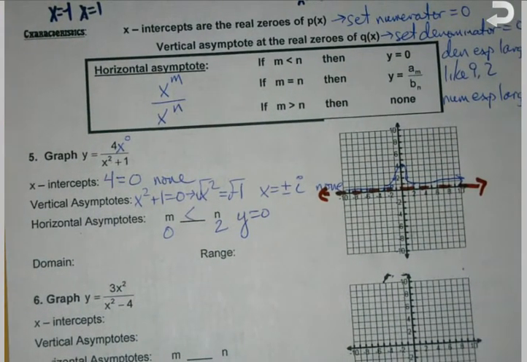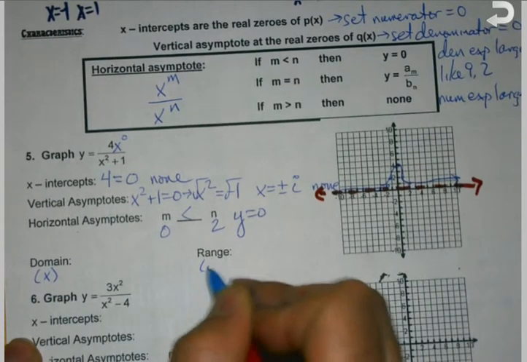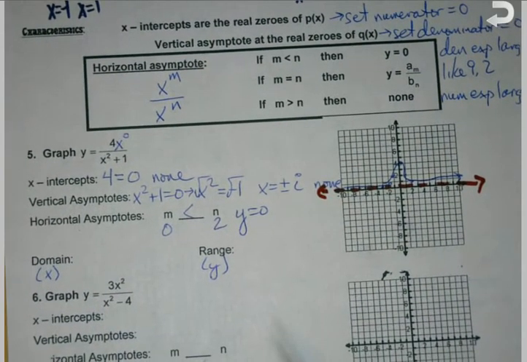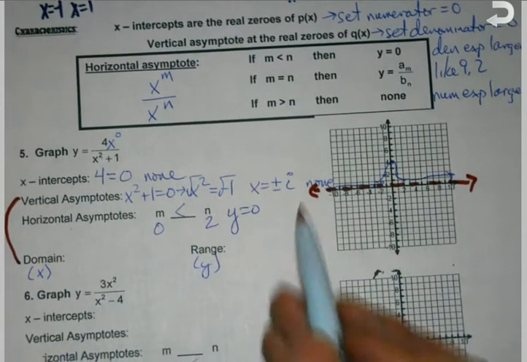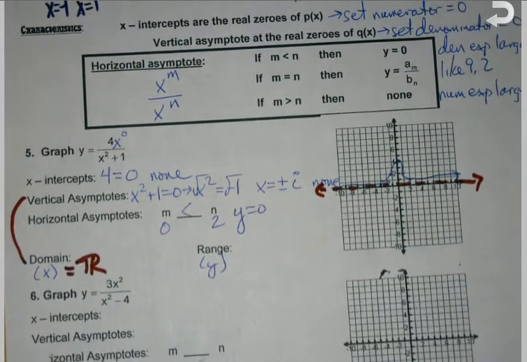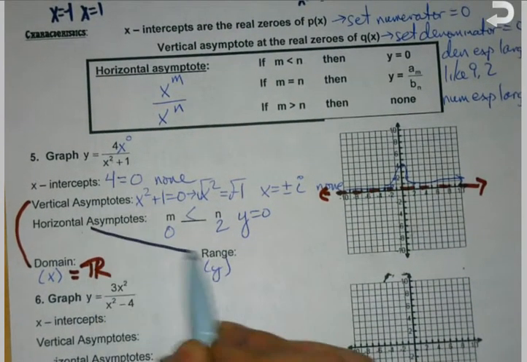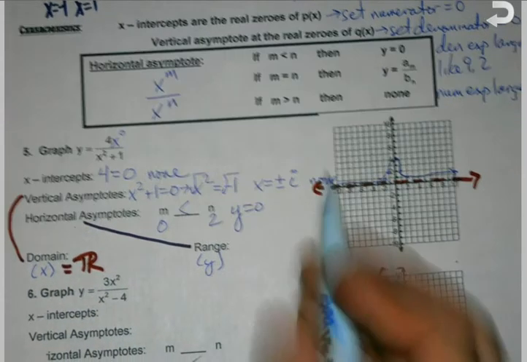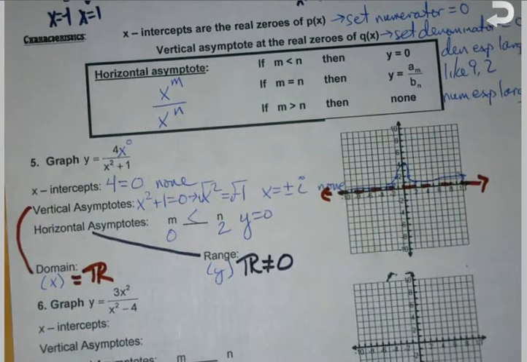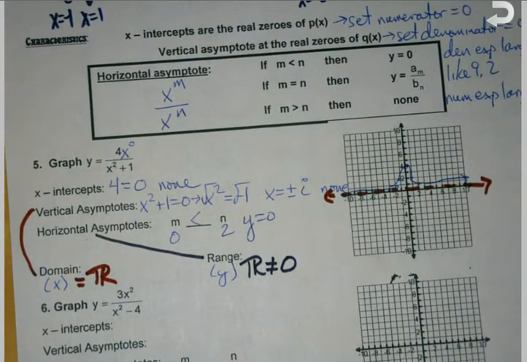And then again, domain goes with my x's, range goes with my y's. So my domain goes with my vertical asymptote. Well, what if I don't have any? Then it's just all reals. There are no restrictions. My range goes with my horizontal asymptotes. I have a y value of 0, so my range is all reals not equal to 0, because I'm never going to get 0 out of this with the way the expression is set up.